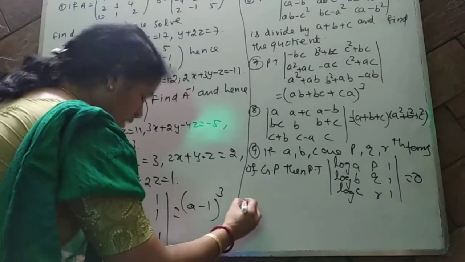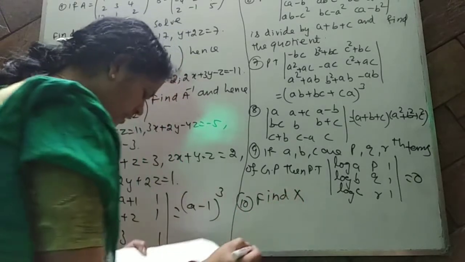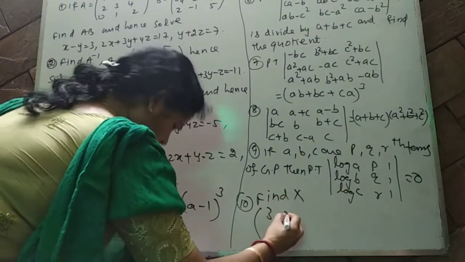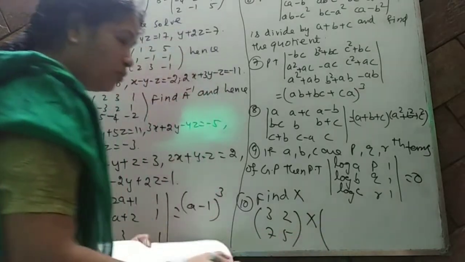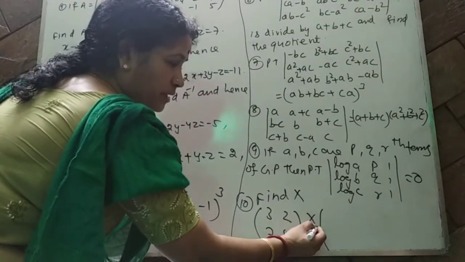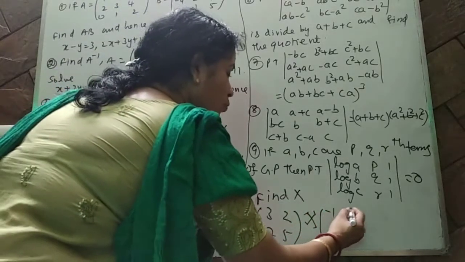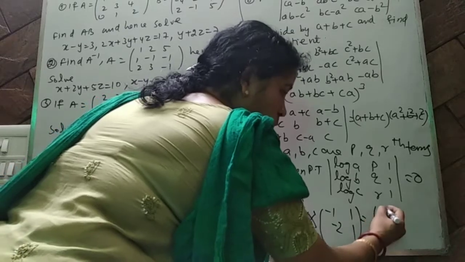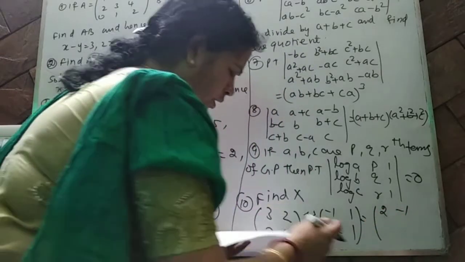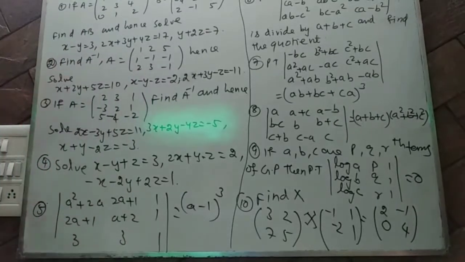Last question, the 10th question. Find the X matrix where [3, 2; 7, 5] times X matrix times [-1, 1; -2, 1] equals the given matrix. This is X matrix, not a multiplication symbol. This is also a 6 mark board question. Don't think this is a matrix topic, but they asked this 6 mark question.